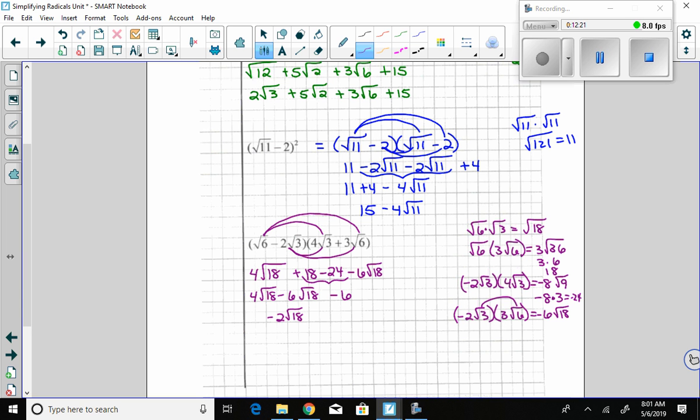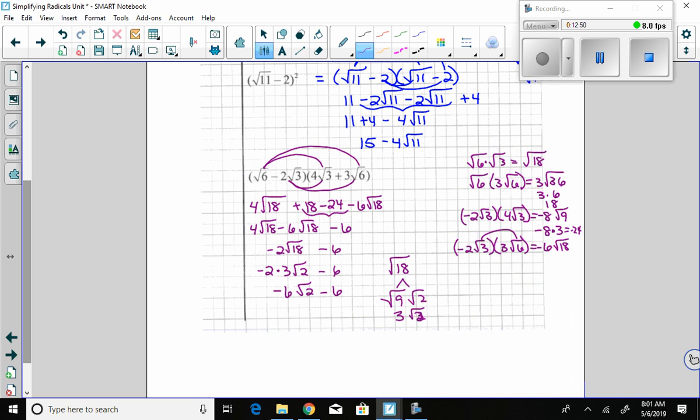All right. Square root of 18 can become what? Square root of 9 times the square root of 2. So I've got negative 2. The square root of 9 we know makes 3. So I have times 3 root 2, also known as negative 6 root 2. And of course, we've got the minus 6 going this whole time. Ta-da!